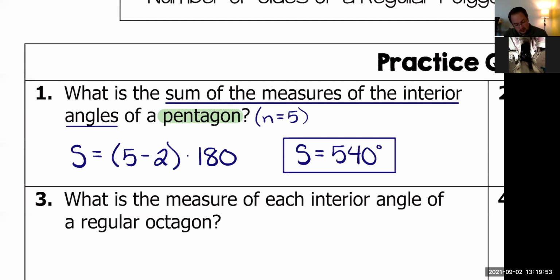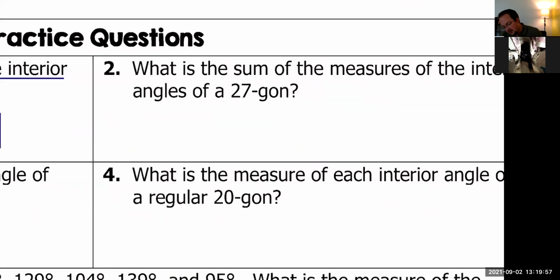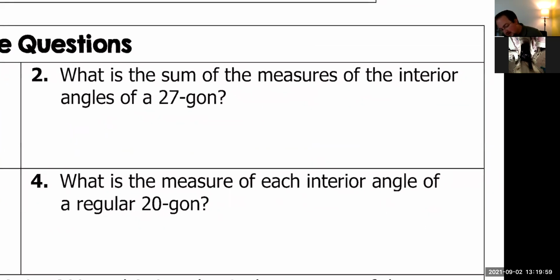Number 2, same exact process. All that's changed is the number of sides. So I'm going to give you this answer. If you want to check it for me, you're more than welcome to, but the total sum of all the interior angles of a 27-gon should be 4,500 degrees.